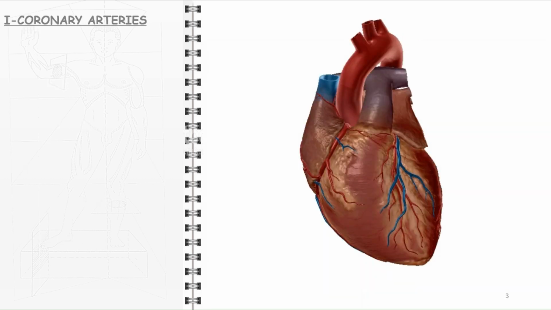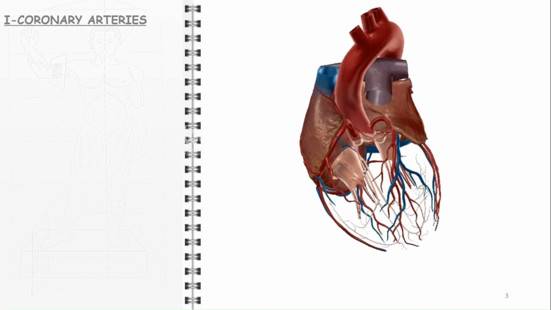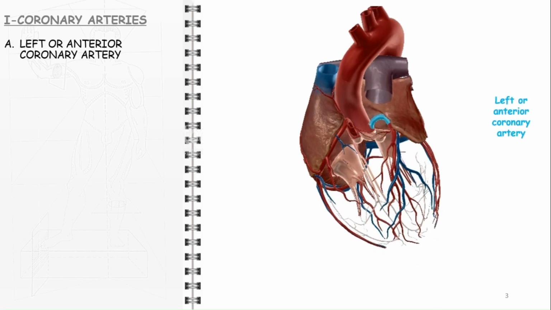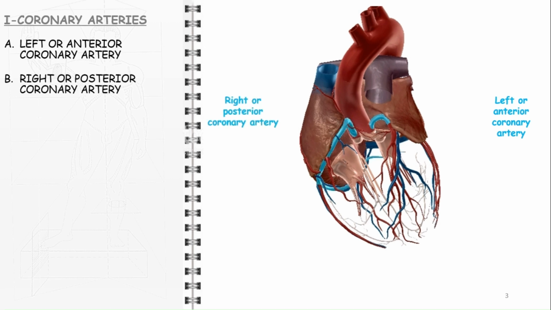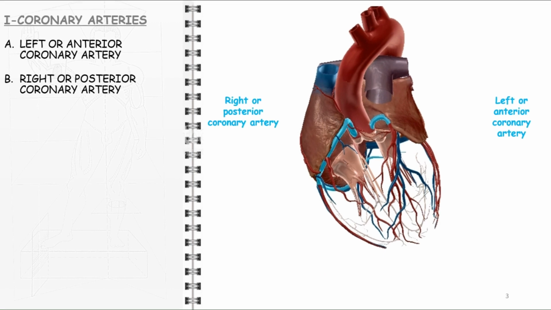Let's start with the coronary arteries. The arteries of the heart are called coronary arteries. We distinguish the left or anterior coronary artery, which supplies most of the left ventricle and the interventricular septum, and the right or posterior coronary artery, which supplies most of the right ventricle, the interatrial septum, the entire right atrium, and part of the left atrium.